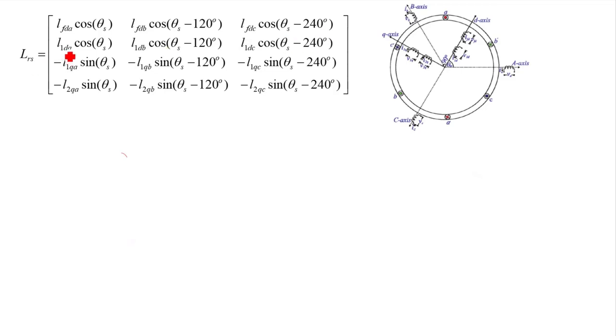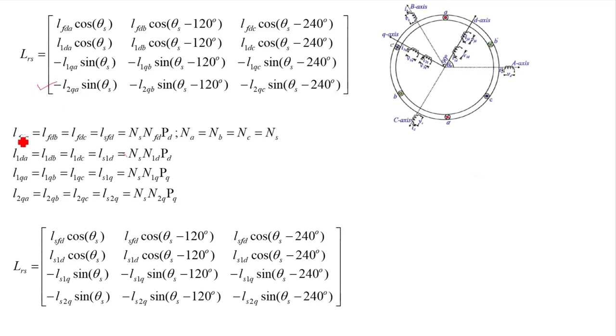Similarly, L1DA cos theta s, because 1D is lying in the D axis, so it will have theta s minus 120, theta s minus 240. Similarly, because 1Q and 2Q are lying in the Q axis, it will become minus L1QA sine theta s, minus L1QB sine of theta s minus 120, minus L1QC sine of theta s minus 240. Similarly, I can write the equation for L2Q.